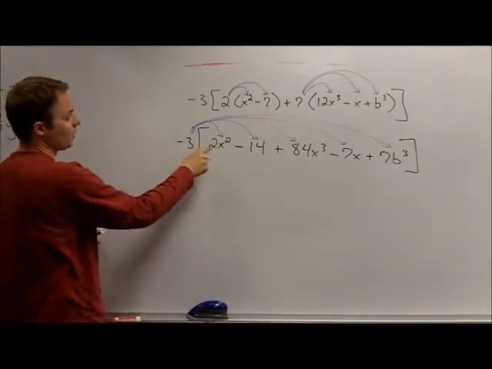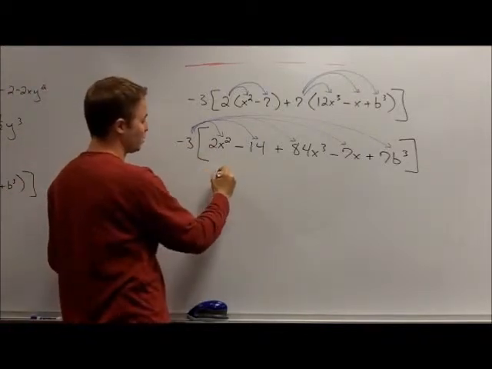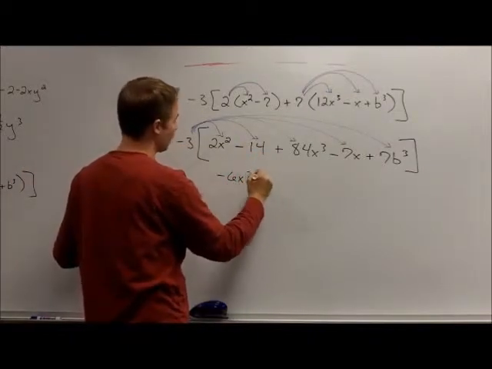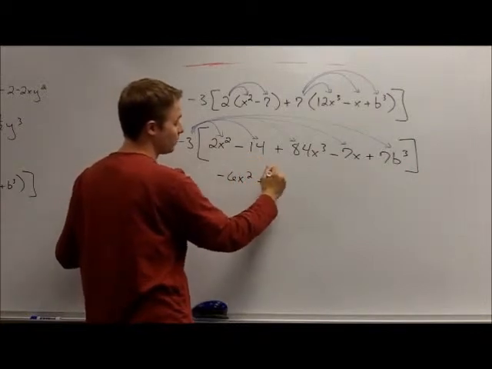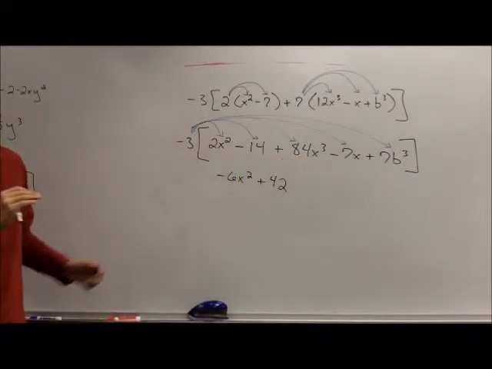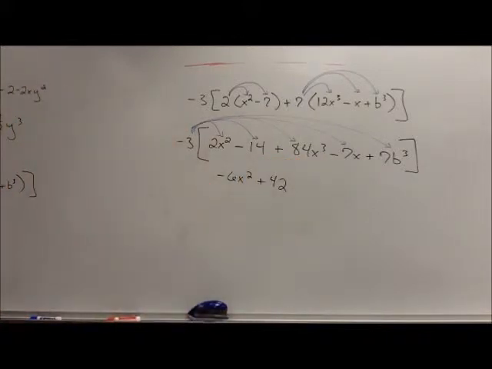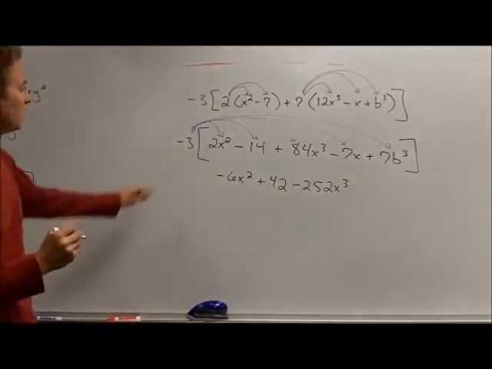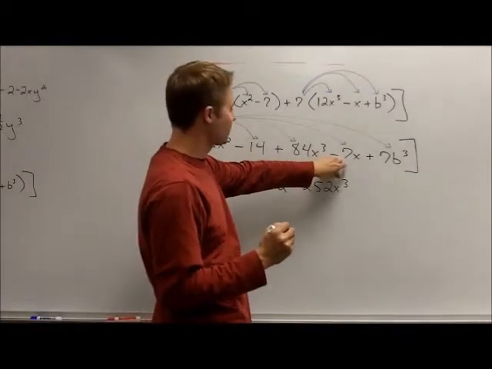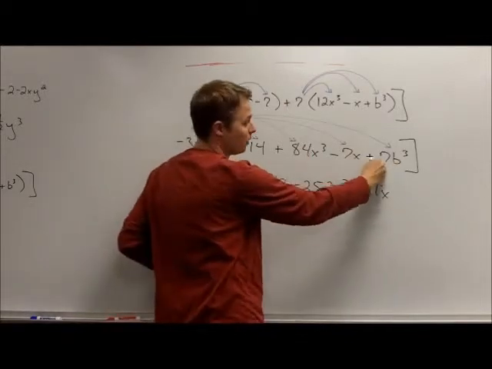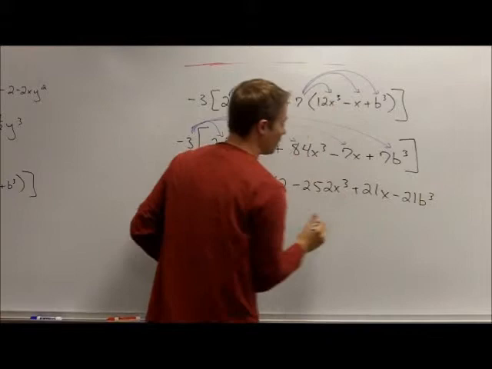All right, so -3 times a positive 2x squared will be -6x squared. -3 times a -14 will be a positive 42. -3 times a positive 84 is going to give me a negative 252, so this will be negative 252x cubed. -3 times a negative 7x will be a positive 21x, and then -3 times a positive 7b cubed will be negative 21b cubed.